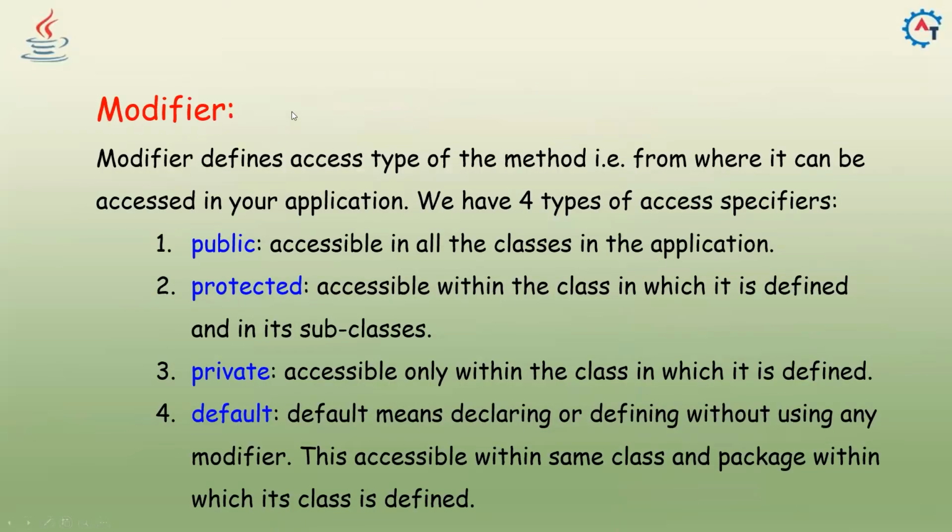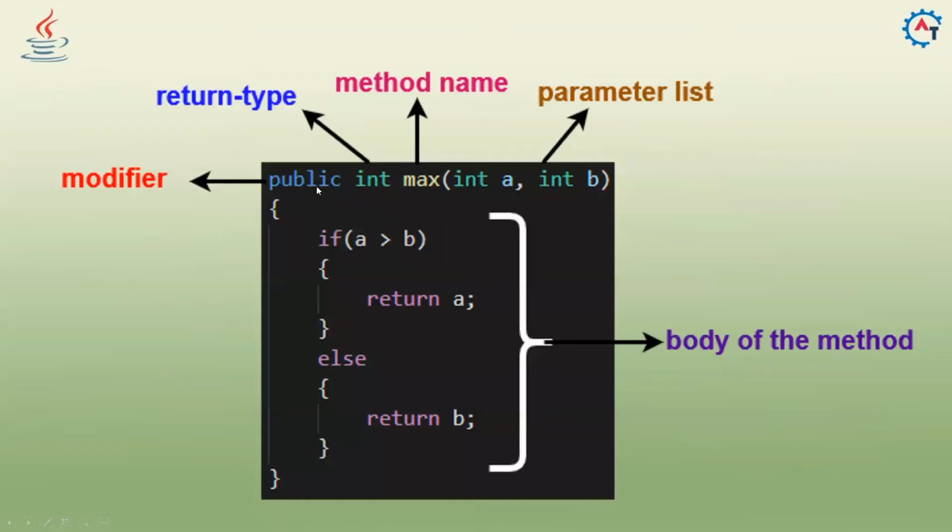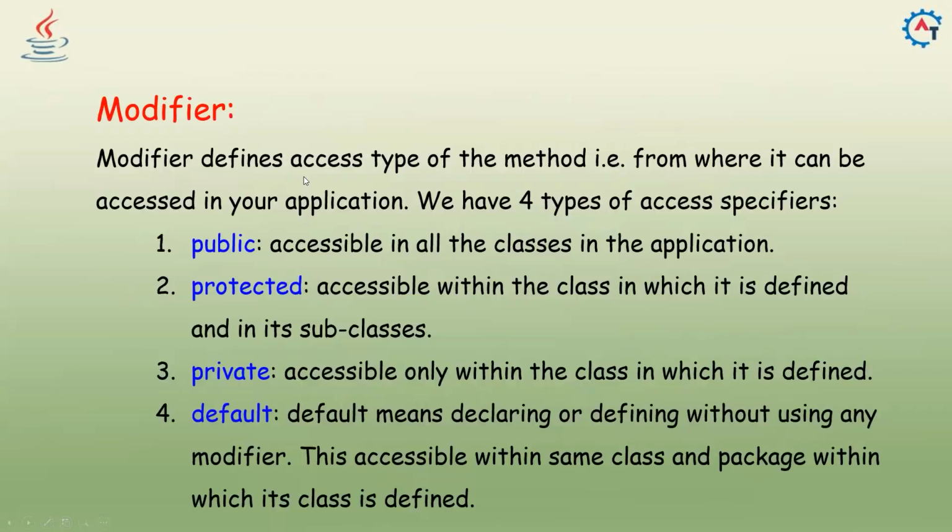So if you talk about the modifier, modifier defines access type of the method. That is from where it can be accessed in your application. We have 4 types of access specifiers. Just now we discussed, we can call one method from another method, right? But while calling, that is not straightforward. There are some rules. So what is that? If it is public, you see I mentioned here public. Instead of public, I can put protected, I can put private, I can put default. Okay. But what is the difference when you put a specific modifier?